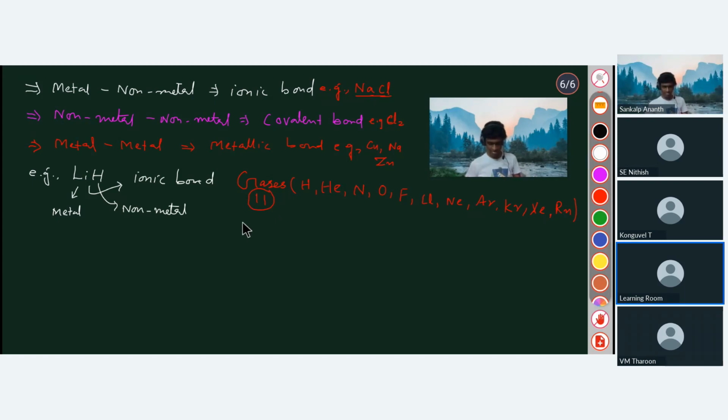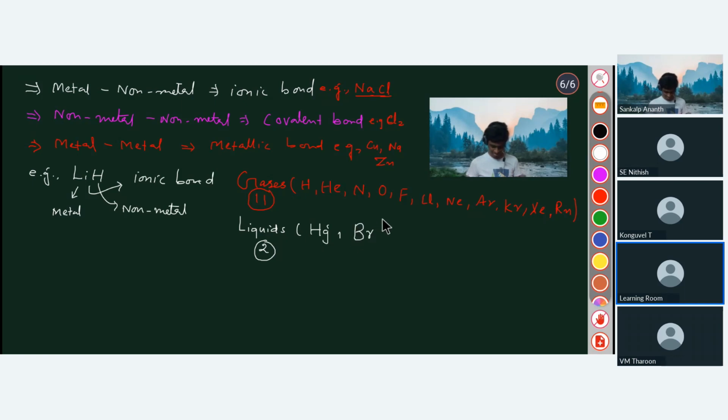Can you tell me how many elements exist in the liquid state? Only two. I'm just talking of elements only, not compounds. Mercury is an element that exists in the liquid state. And next is bromine. Bromine also exists in the liquid state.